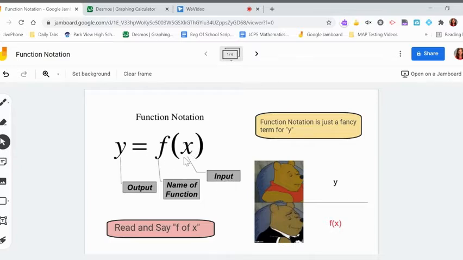Your input is always going to be x. Okay, that's what goes into the function. And when you evaluate it, you're going to get a number out. That's your output. Okay, most of the time when we see function notation, it's just a fancy word for y. Okay, remember we're going to read and say f of x when we read this out loud.